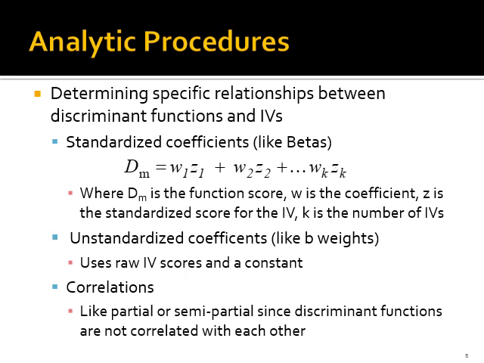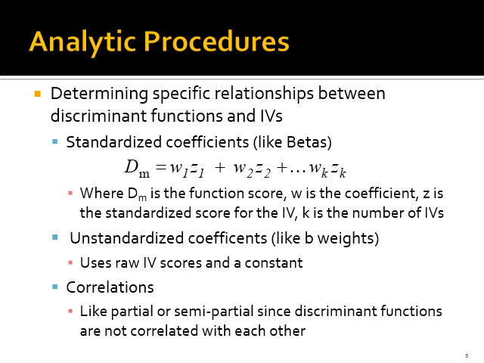So once we have that overall model, we now have to move forward to prediction, determining the specific relationship between the discriminant functions and the IVs. And what we're going to be looking at is the standardized coefficients. They're like betas. And we're looking at where D is the function score, W is the coefficient, and Z is the standardized score for the IV, and K is the number of IVs. So for each discriminant score, we're going to have the coefficient of that predictor times that predictor. That's our equation. We also will get unstandardized coefficients. They're like B weights, and use the raw IV score instead of a standardized one.